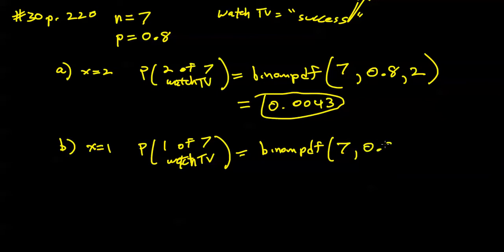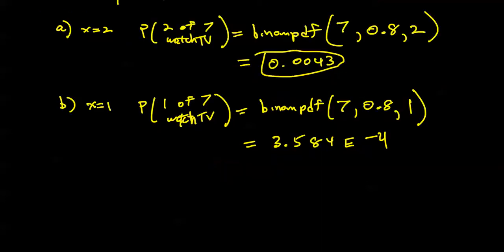The probability of success in any one trial is the same, and my number of successes here is 1, not 2, so I enter in a 1. And I'll punch this out, and my calculator responds in this fashion. I get 3.584 e minus 4. Now, of course, you should be familiar with this scientific notation.